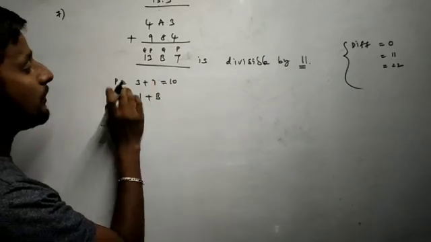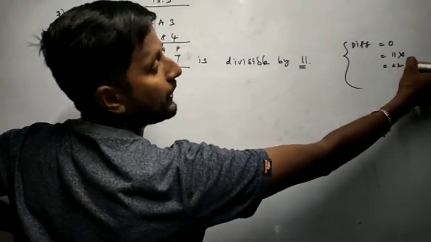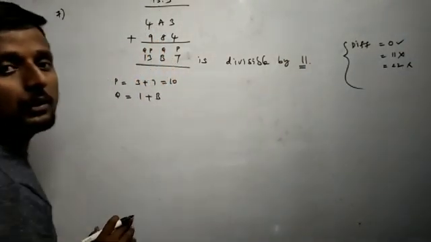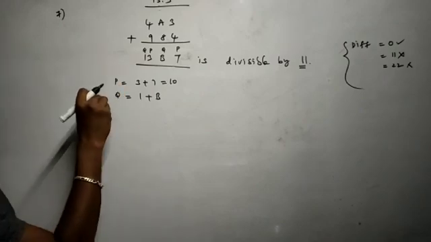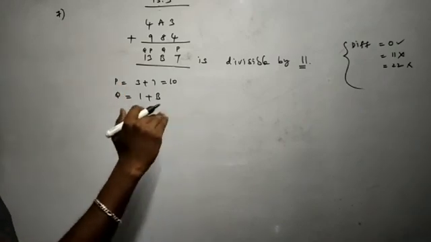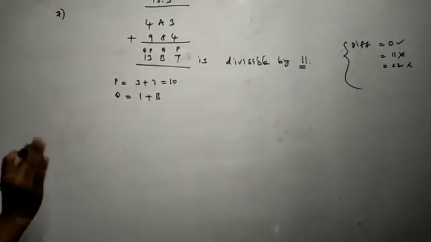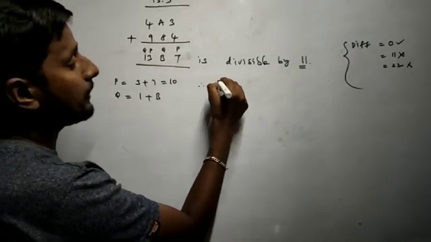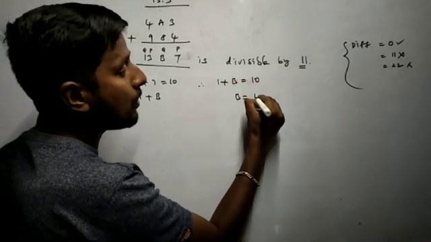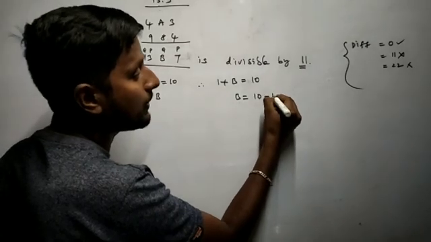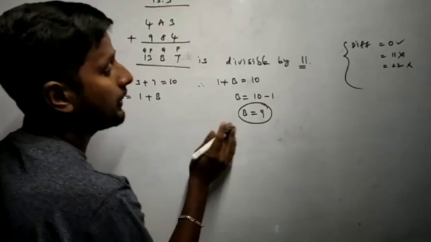So already the sum of one group is 10. So we can't make 11 or 22. So we can say the difference is 0. When is the difference 0? When the sum of P digits and the sum of Q digits become the same. If you get 10 here, and 10 here also, then 10 minus 10 will get 0, correct? So therefore I'll write 1 plus B is equal to 10. B is equal to 10, and the 1 plus will become minus 1. So B is equal to 9. Okay, then come back to the problem.